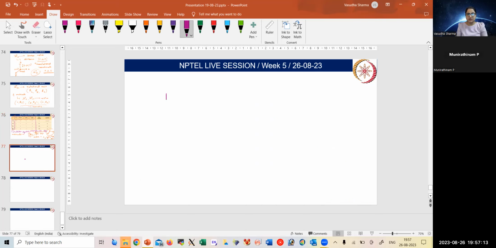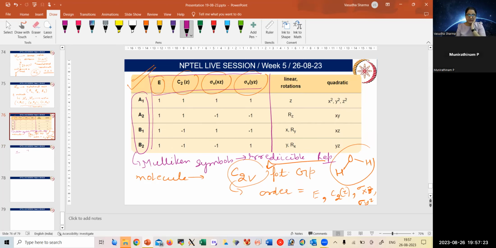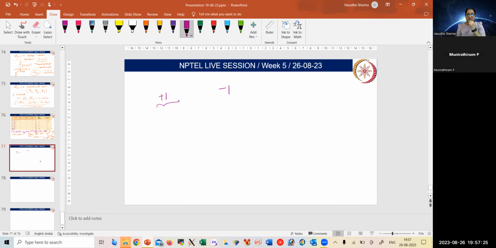Positive +1 or minus 1, what does it indicate? Positive +1 means it is not changing the equivalent orientation or direction. Say, if my molecule is H2O, and I apply identity, it will give me the same molecule, H1, H2, the same, because identity is not going to change anything. So the +1 indicates that after applying the E element, it is giving me the same identical orientation. Is that clear now?